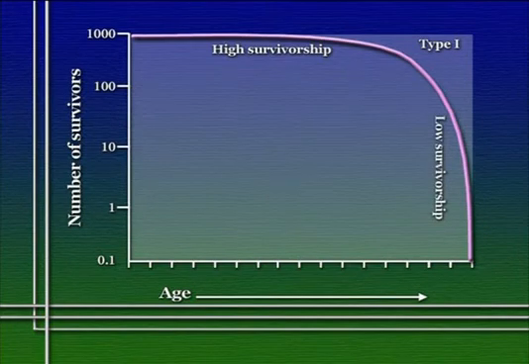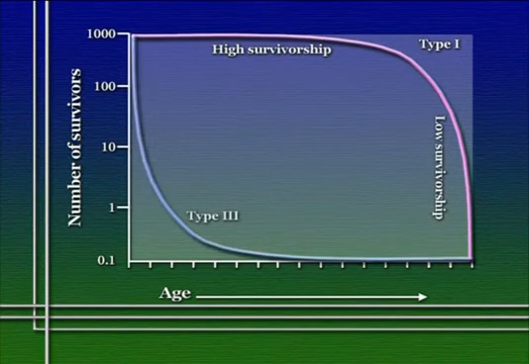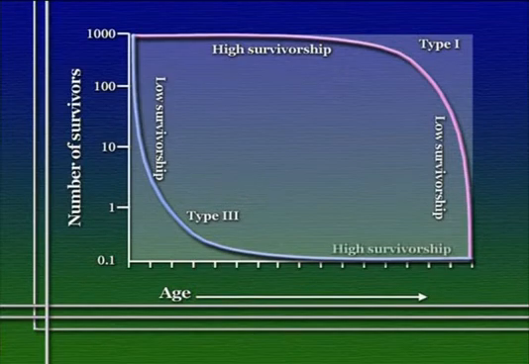At the opposite extreme, we have what we call a type 3 curve. A type 3 curve is a curve that drops off sharply really at the left of the graph. In other words, at the very youngest ages, the number of individuals surviving in a population drops to a very low level. But then once that low level is reached, the number of individuals that remain in the population remains constant but low until the very end of the lifespan.